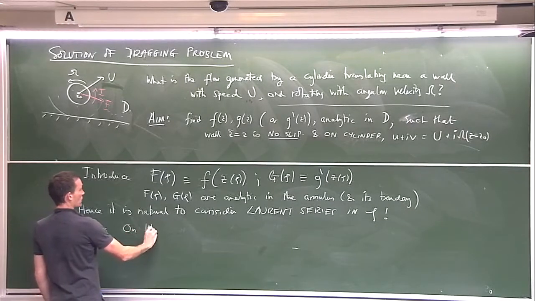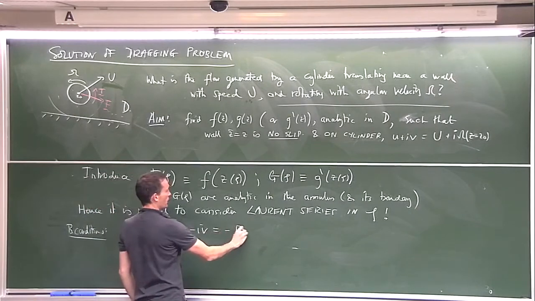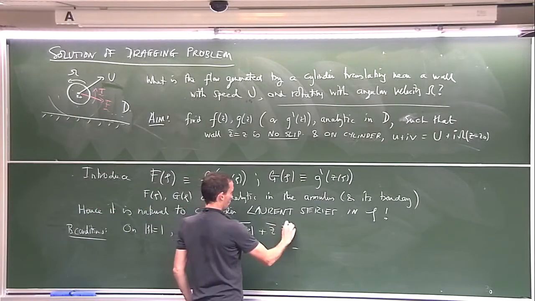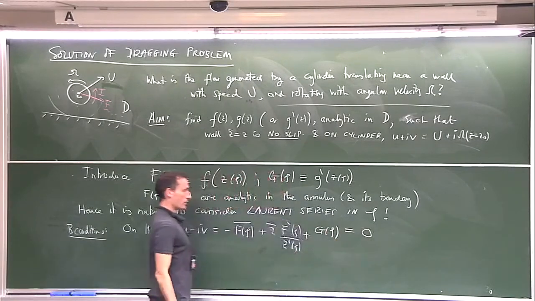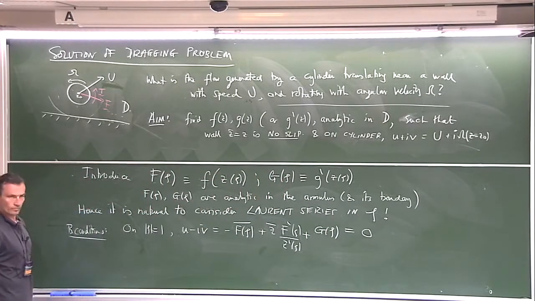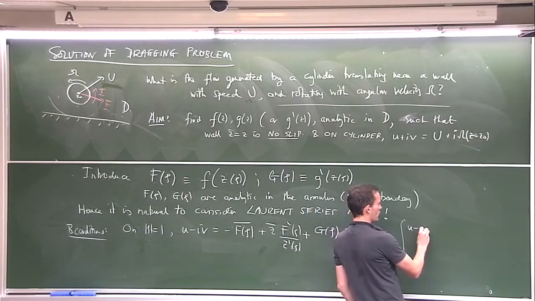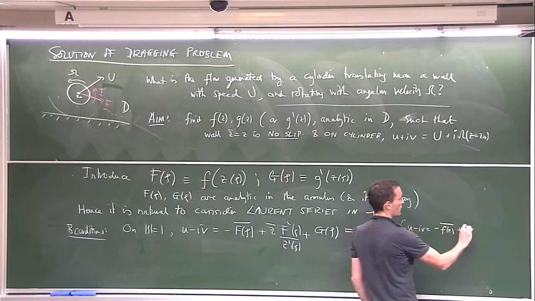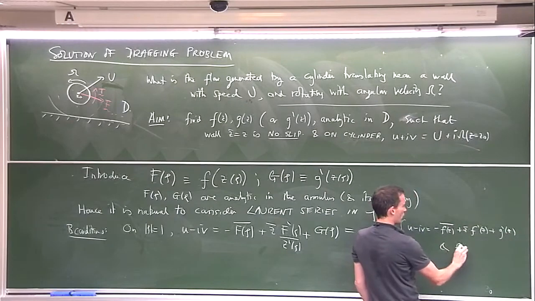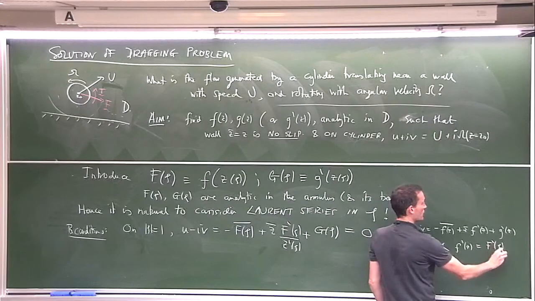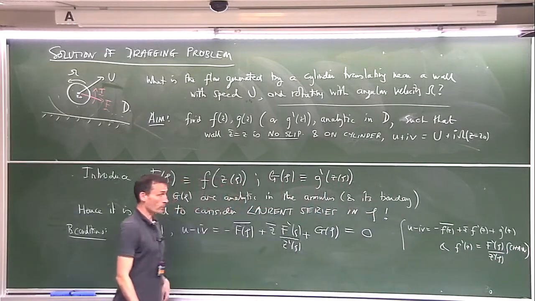On |z| equal to 1, which is this wall, u minus iv is minus F of zeta bar. Notice, look what I've done here. Remember, u minus iv is minus F of z bar plus z bar F prime of z plus G prime of z. And F prime of z is F prime of zeta over z prime of zeta by the chain rule. So I've used both of those facts here.